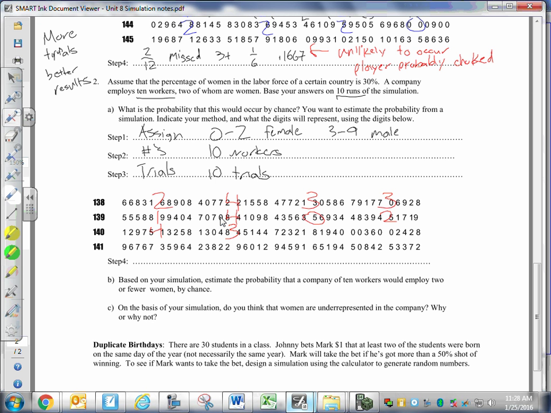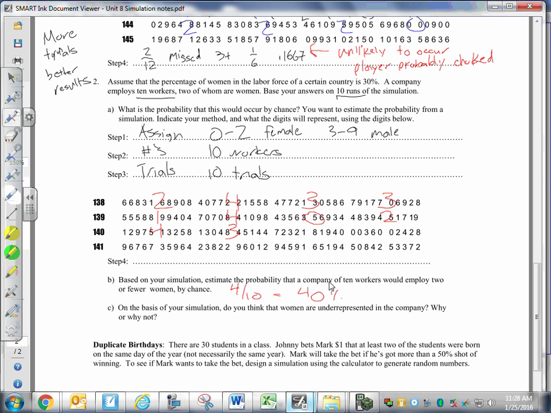Based on your simulation, estimate the probability that a company of 10 workers would employ 2 or fewer women just by chance. 1, 2, 3, 4 out of our 10 simulations, 4 of our companies had 2 or fewer women, which means that on a given random simulation, there's a 40% chance that you will have 2 or fewer women out of a 10-person company.